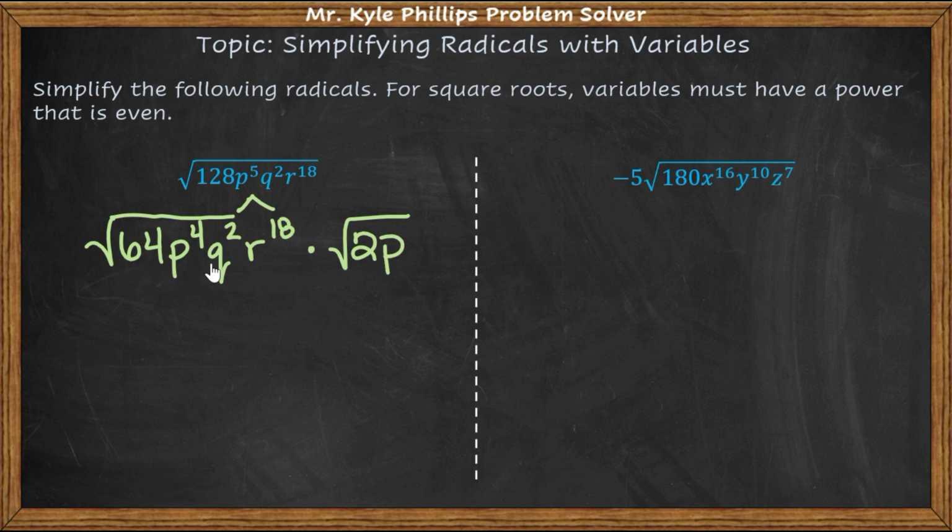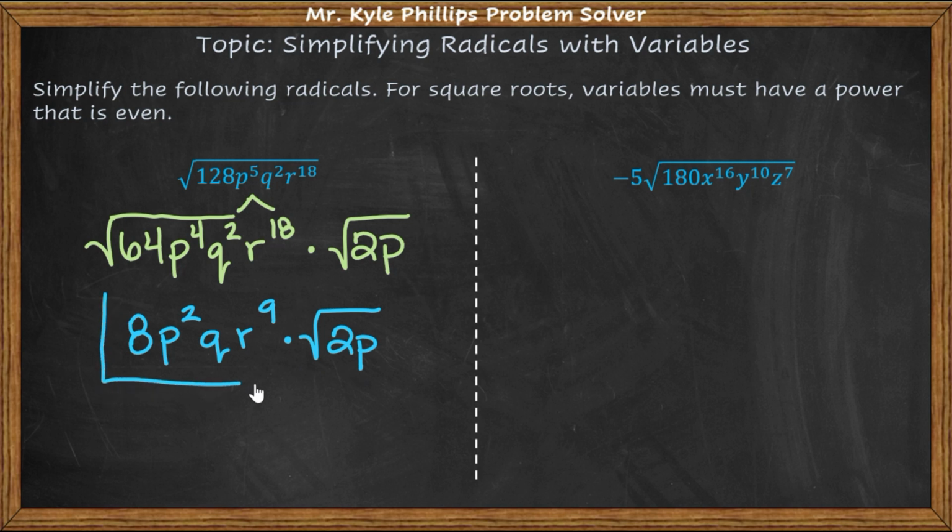Now, I'm going to go through and take the square root of 64, p to the 4th, q squared, and r to the 18. So the square root of 64 is 8. And to take the square root of a variable, you divide the power by 2. So 4 divided by 2 is 2. 2 divided by 2 is 1. r, 18 divided by 2 is 9. And then I write what's left. So here, this will be times the square root of 2p. And since nothing else can be reduced, this is my solution.